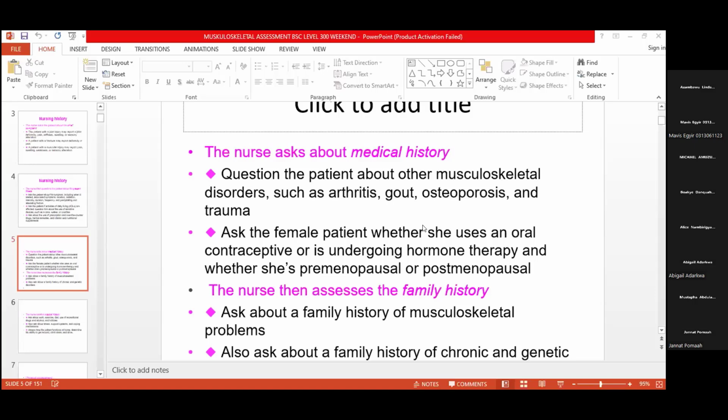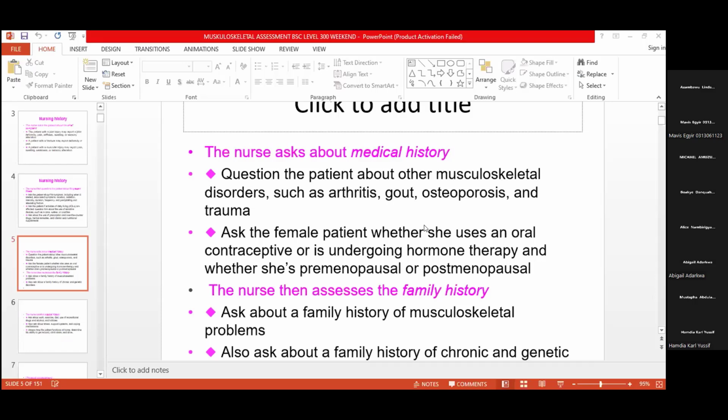the continual use of oral hormonal therapy contraceptives causes osteoporosis and affects bone density.